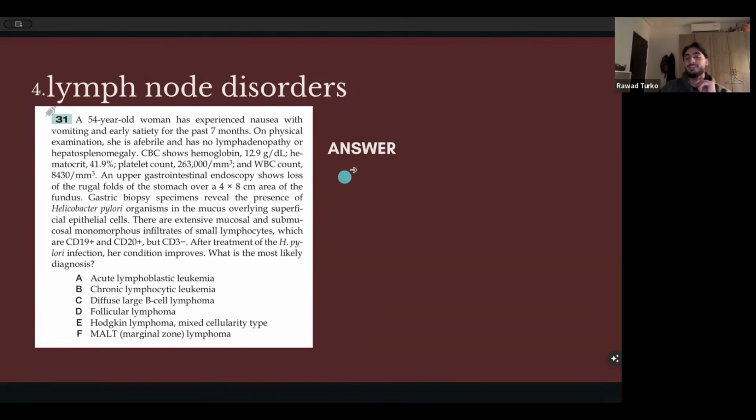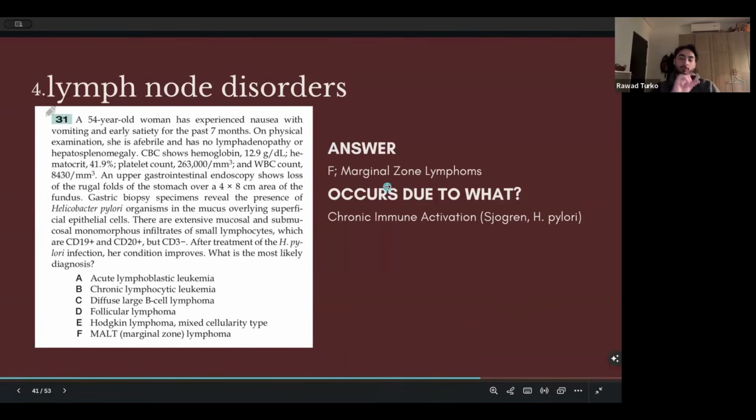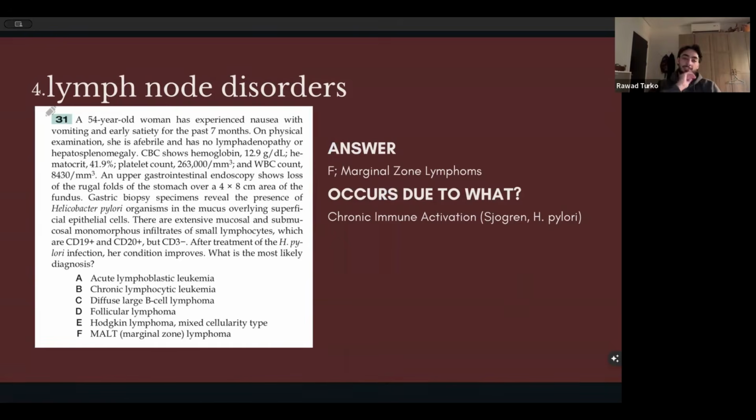Perfect. So this is MALToma, or a marginal zone lymphoma, occurring due to what? Any chronic immune activation. Like I mentioned, you have the germinal center, then the mantle zone, and then the marginal zone, which is only active in high states of immune activation, such as Sjogren's syndrome or H. pylori. So a lot of the time, the answer of marginal zone lymphoma is going to be associated with a case that has H. pylori or some sort of chronic immune activation, like Sjogren's or SLE, for example.